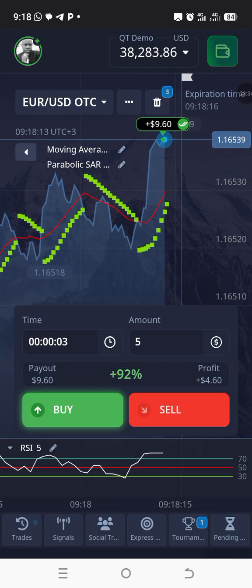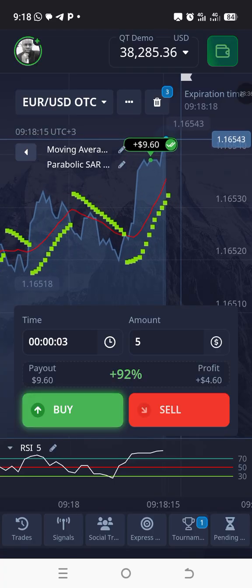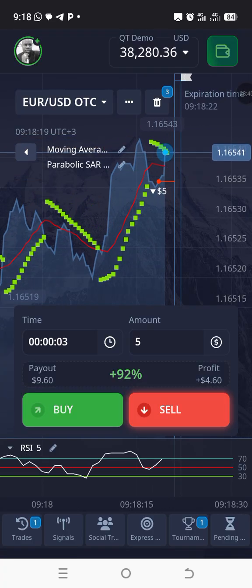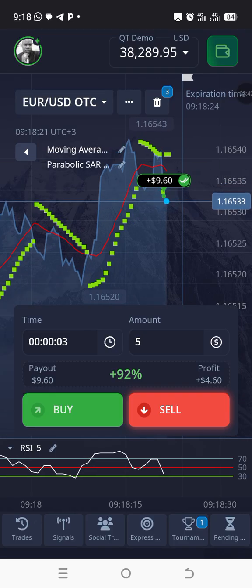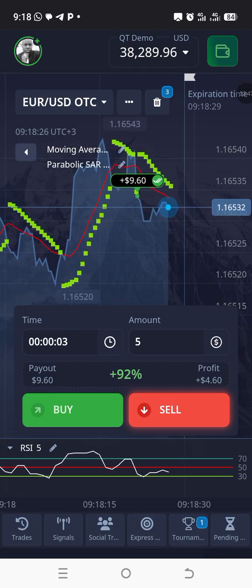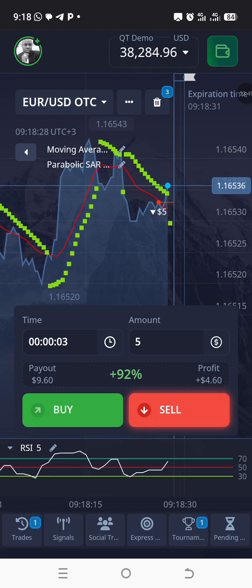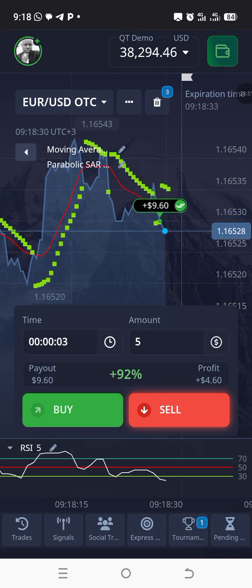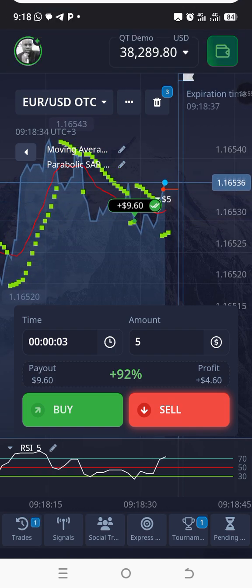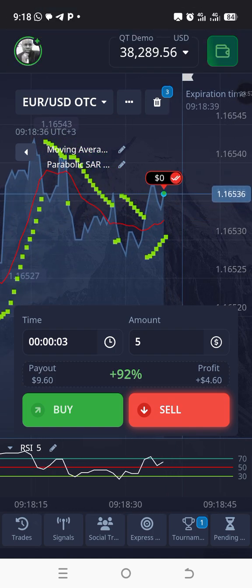Your eyes should be very fast, very sharp. When you see the first star forming, you place a trade, either buy or sell. If it continues with the trend down, you continue to place the trade. If it continues with the trend up, you continue to place the trade.